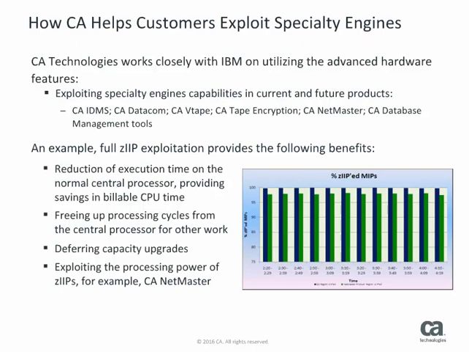A number of CA Technologies products already take advantage of the zIIP engines, including our key mainframe databases, CA IDMS and CA Datacom. This reduces the customer's cost of using these products, sometimes very significantly. In the latest releases of CA IDMS and CA Datacom, about 50% of their workload can be offloaded to zIIP engines.